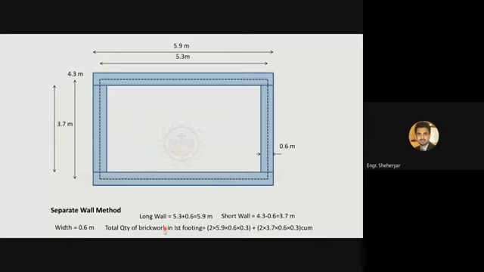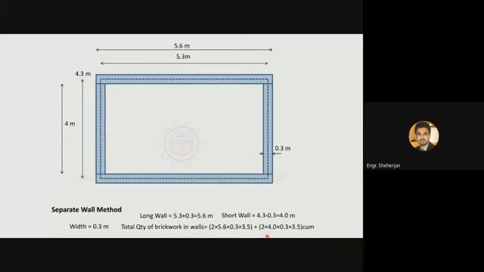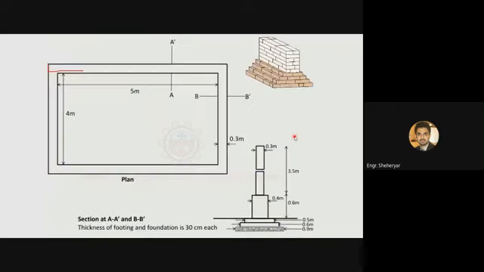Again, repeat the same method for calculating the volumes. 2 times, because 2 long walls and 2 short walls, 2 times 5.9, the length of the long wall, into 0.6, which is the width of the wall, and into 0.3, which is the thickness or height of the wall at this level, plus calculation for the short walls. And in a similar way, you can estimate the quantities for the rest of these levels.